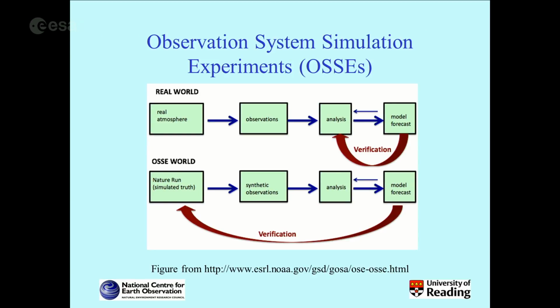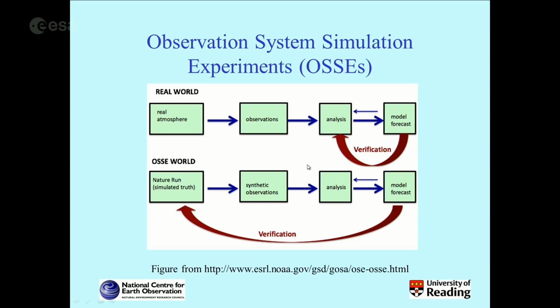Another application of data assimilation is what we call OSSEs, Observation System Simulation Experiments. So if we think in the real world, we have the atmosphere, we have observations, so we can feed them into the data assimilation, produce analysis, and we use that to produce a model forecast, which we can then verify against our analyses or against our observations.